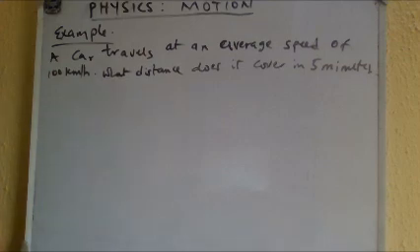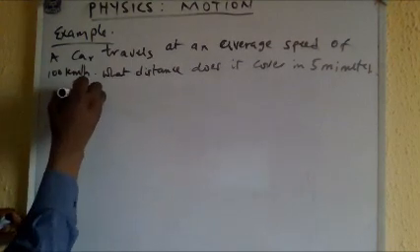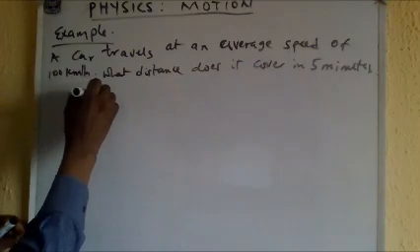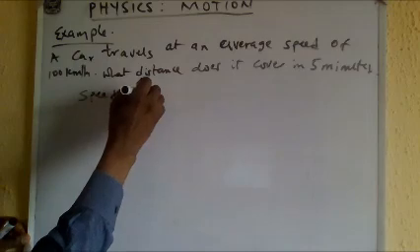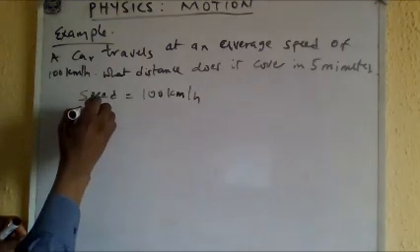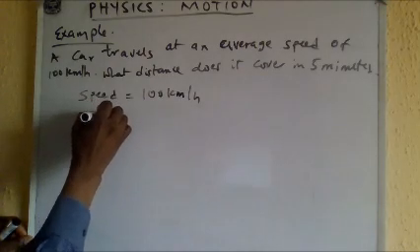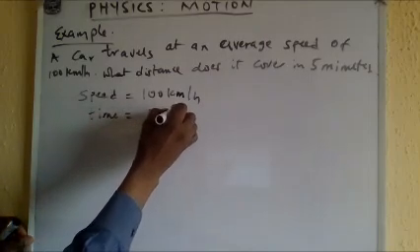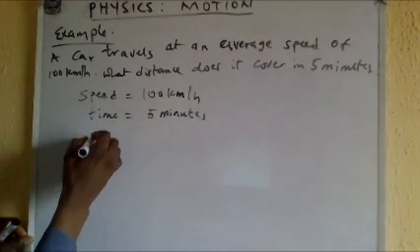So the guy is going at 100 kilometers per hour. So what distance does it cover in 5 minutes? Okay, so that's a question for us to ponder about. Now, if you look at it critically, what are we given? We're given speed. Speed is what? 100 kilometers per hour. And time is what? 5 minutes. So we're looking for distance.